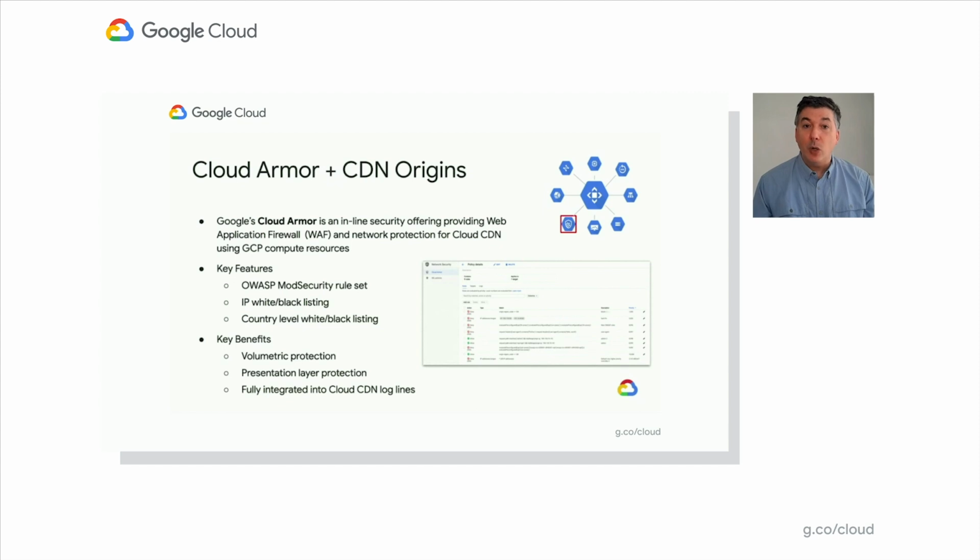The benefit of using both Cloud Armor and the CDN platform together is it gives you fantastic volumetric protection, but it also provides presentation layer protection, such that you can now protect origin workloads and deflect requests that have been detected by the security rules or your IP or country list blocking schema, so that your origins don't need to deal with those requests that we know are basically of malicious intent.